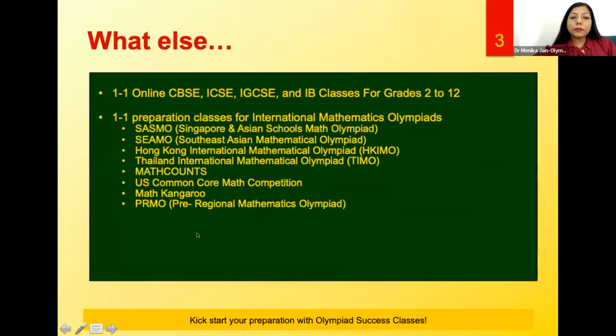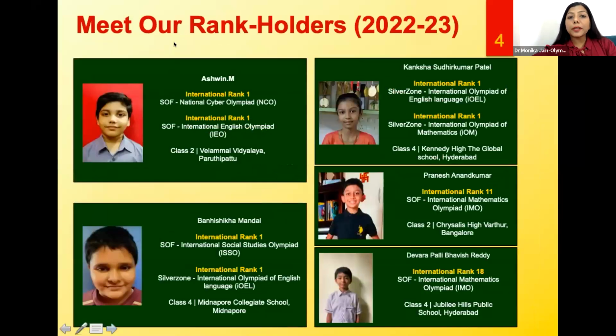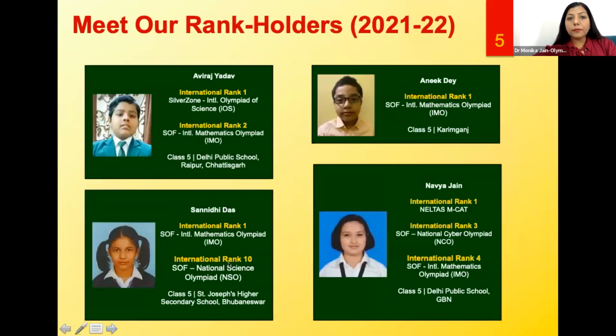Here you can get one-on-one online CBSE, ICSE, IGCSE, and IB classes for grades 2 to 12. One-on-one preparation classes for international mathematics Olympiads like SASMO, CMO, HKIMO, TIMO, Math Counts, US Common Core Math Competition, Math Kangaroo, PRMO. You can meet our international rank holders for the year 2022-23. These are on the screen. All kids like you. And for the year 2021-22.